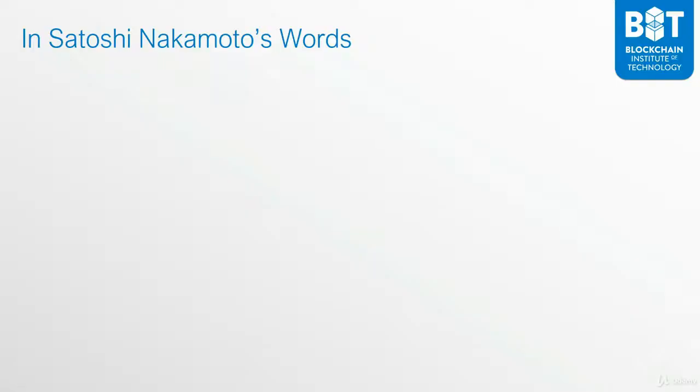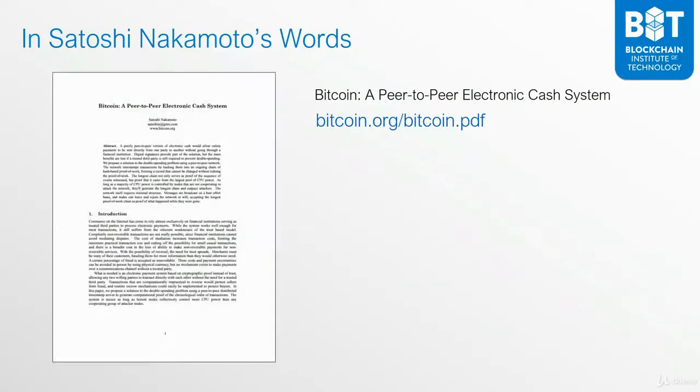For this lesson, I will be making reference to Satoshi Nakamoto and his words in Bitcoin, a peer-to-peer electronic cash system, the white paper that was published in 2008. If you have not yet read this white paper, I encourage you to do so. You can find it at bitcoin.org/bitcoin.pdf. Let's look now at how Satoshi Nakamoto describes the transaction process and describes Bitcoin.